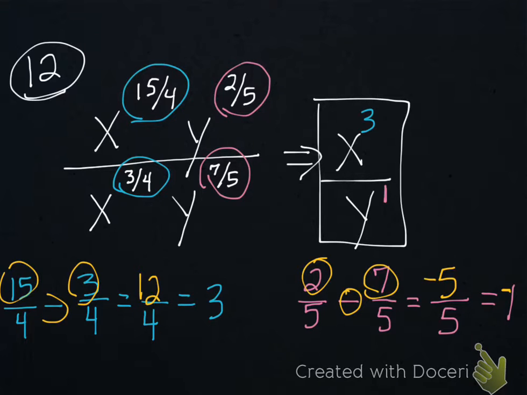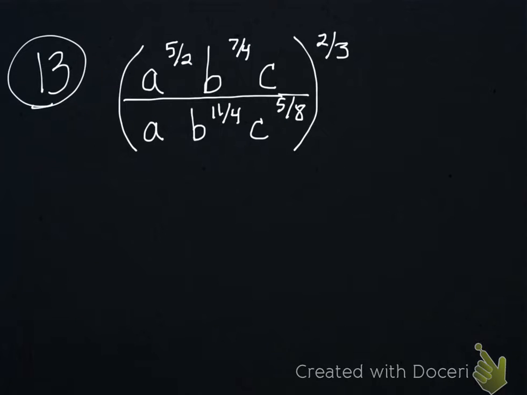We could, though, just for good measure. Number 13. This is where most students quit and give up. That's okay. Let's simplify first. Let's simplify what's inside the parentheses before we distribute that wonderful exponent on the outside.